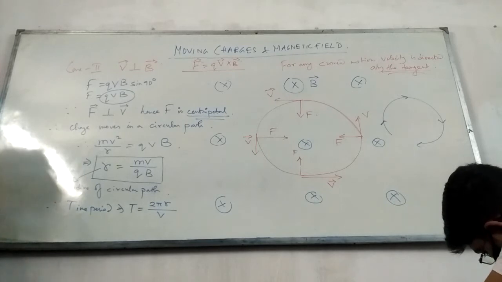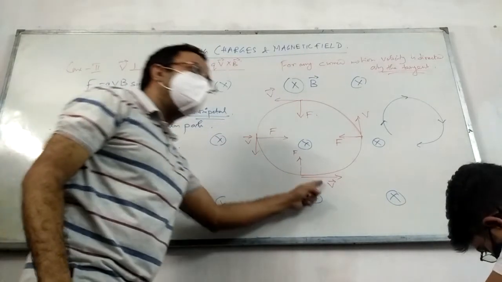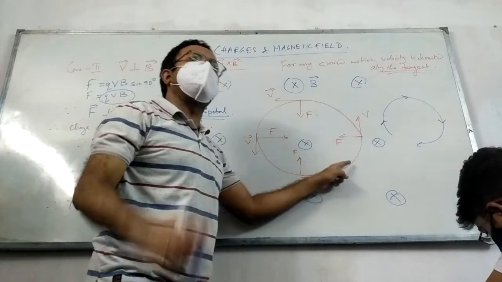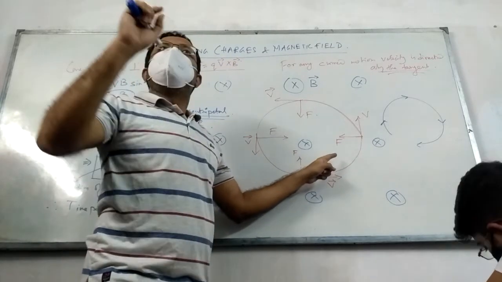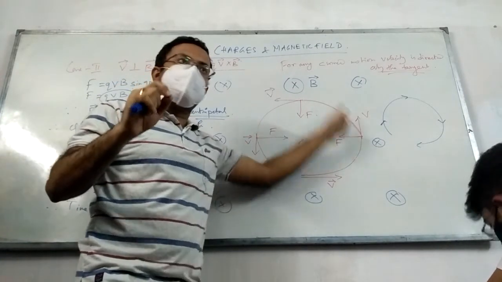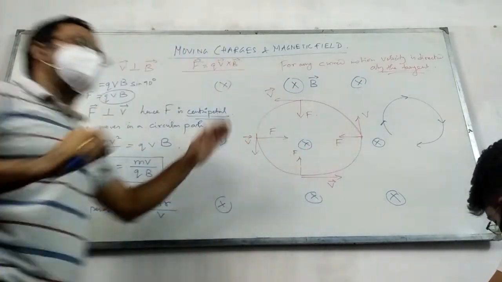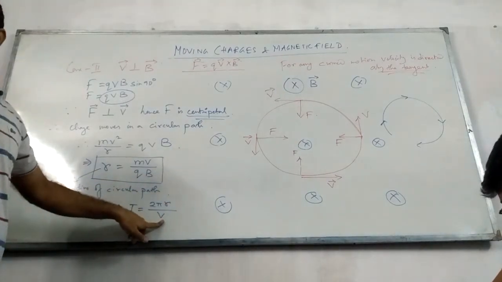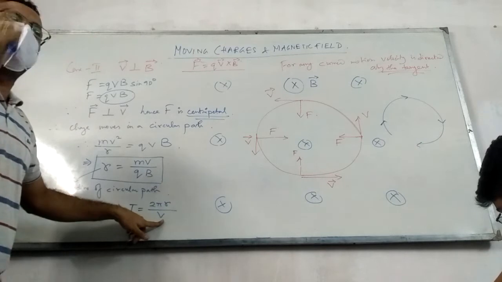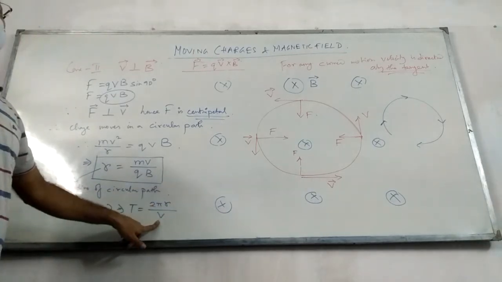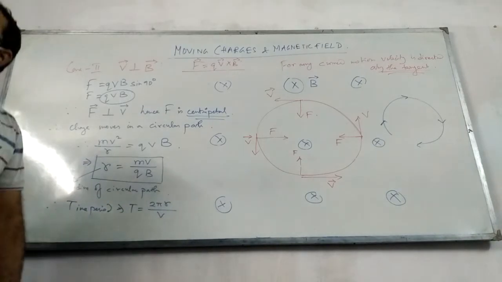তাই তো? টাইম পিরিয়ড মানে কি? টাইম টেকেন টু কমপ্লিট ওয়ান রোটেশন। एक रोटेशनल मोशन कंप्लीट करने के लिए कितना टाइम लगेगा? The motion is uniform. It is doing a uniform circular motion. So that means the total distance traveled divided by speed. The distance traveled by speed is 2 pi r by v. That gives you the time period.